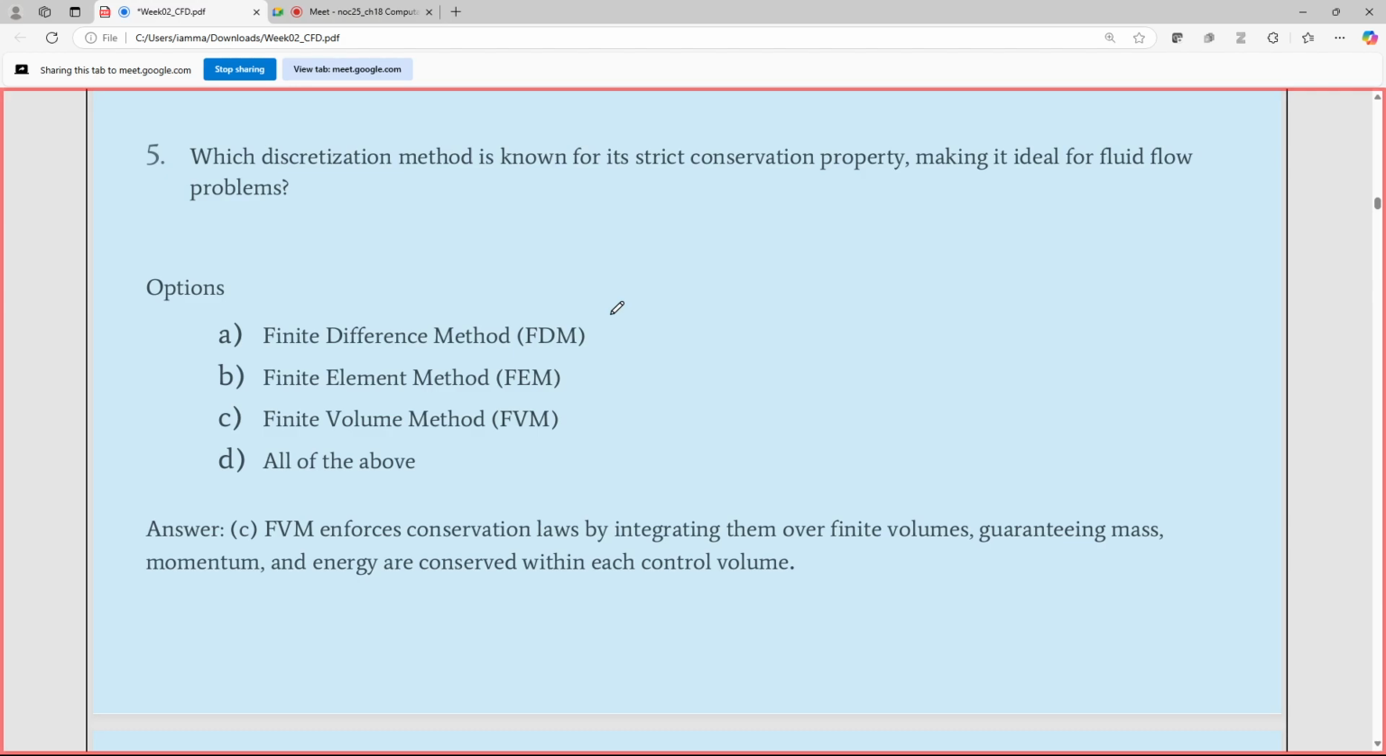Which of the discretization methods is known for its strict conservation properties, making it ideal for fluid flow problems? Options are: A, finite difference method; B, finite element method; C, finite volume method; D, all of the above. Here also you can see the answer. It's finite volume method.